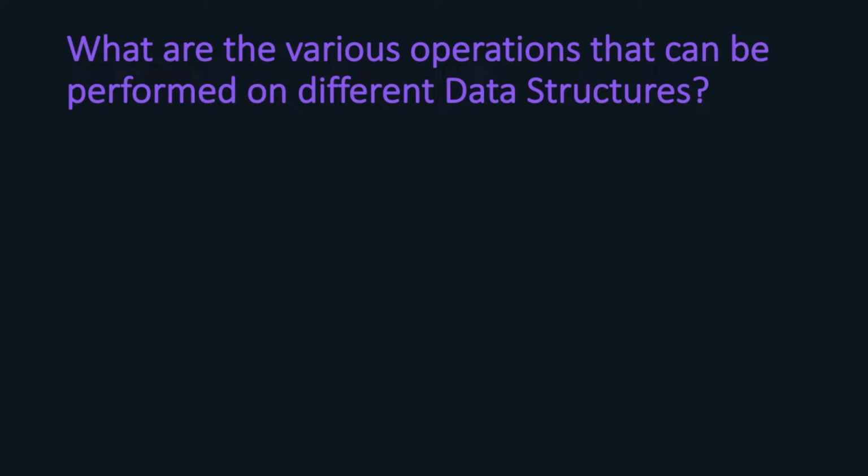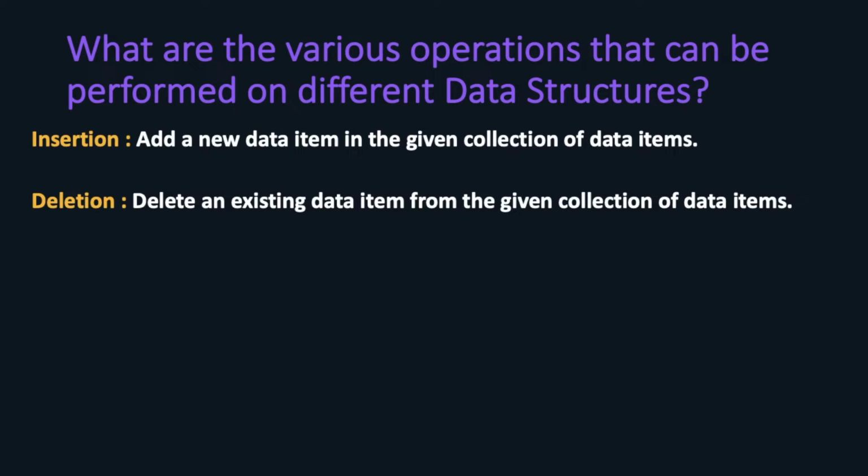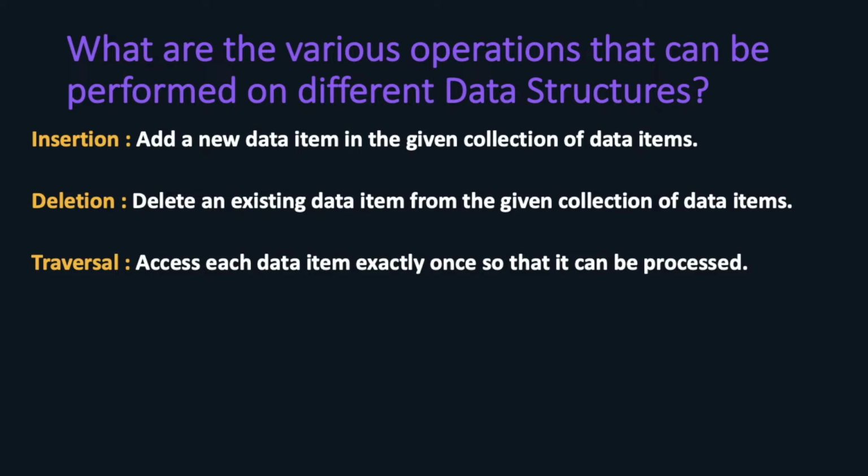Coming to the next question, what are the various operations that can be performed on different data structures? There are different operations which can be performed on a data structure. Let's look into this. The first one is insertion. We can insert a new element in a given data structure. Deletion, we can delete an existing element from a given data structure.